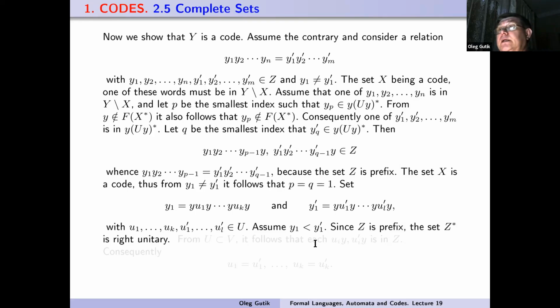Since the set Z capital is prefix, the set Z capital star is right unitary, so the monoid Z capital star is right unitary. From the inclusion of U capital as a subset of Z capital, it follows that each u_i y and u prime i y is in Z capital. Consequently, we get that u1 is equal to u1 prime, and so on, uk is equal to u prime k.